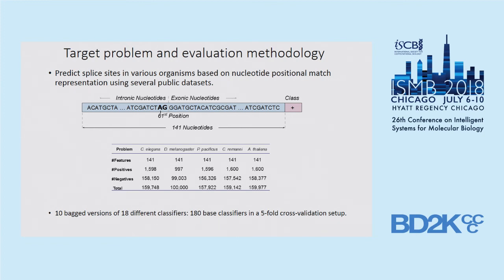So you want to find those very significant features that will be consistent given the species? Yes. Okay.